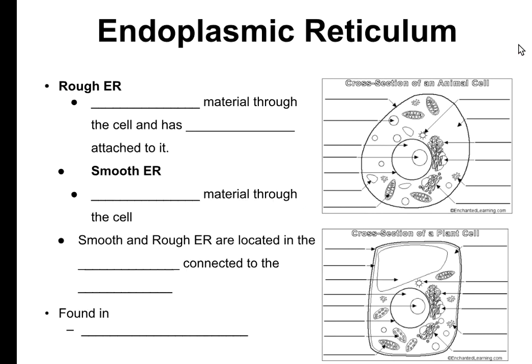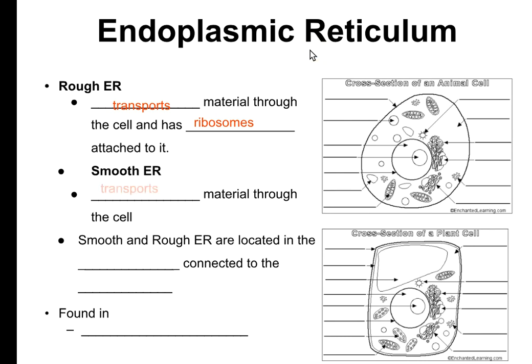The endoplasmic reticulum, that's a crazy word. We have two types of endoplasmic reticulum. The first is the rough ER and the smooth ER, and they're located right here. Here's the rough. That's the arrow that points to the rough. And here's the smooth. And you can see the difference is that there's no ribosomes on the smooth, where the rough has the ribosomes. So the rough ER transports material through the cell, and it has ribosomes attached to it.